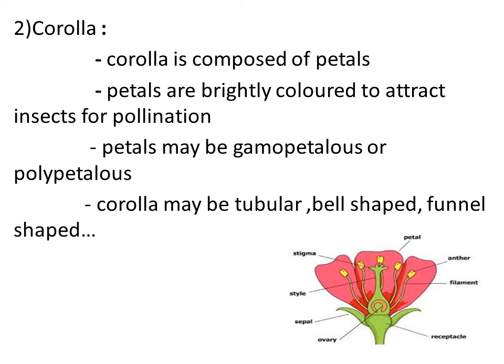Corolla also differs in shape and size. In some flowers, the corolla may be a tubular structure. That means a tube-like corolla can be seen in some flowers, in some it is bell-shaped, and in some it is funnel-shaped. Like this, differently shaped and sized corollas can be seen in different flowers. Let us move to the third whorl of the flower, the androecium.